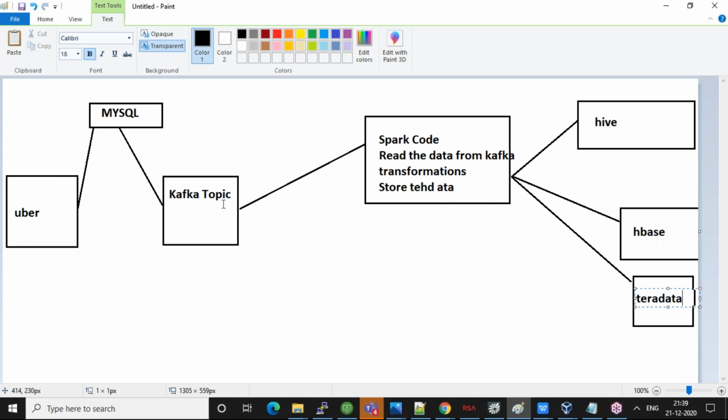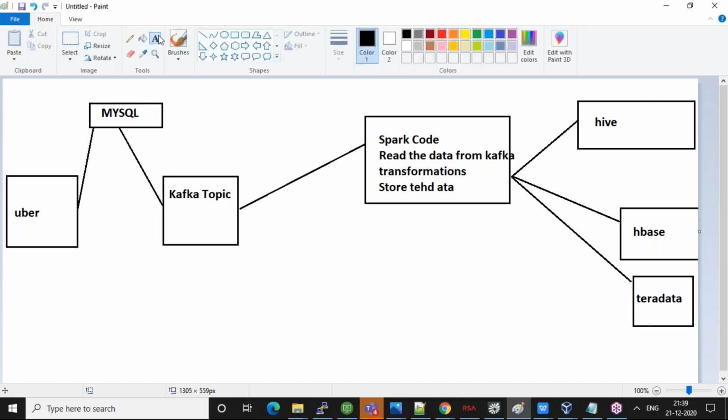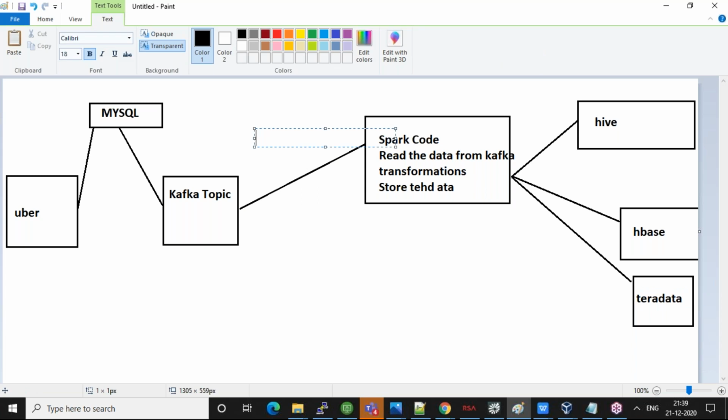Yes, sir. Kafka is basically a messaging system. Continuously, 24/7, we can read the data from the Kafka topic by using this Spark code. Then you can process it and place it into your Hive, HBase, or Teradata.